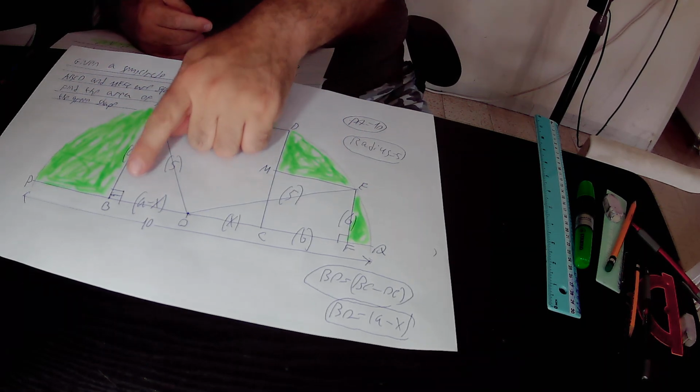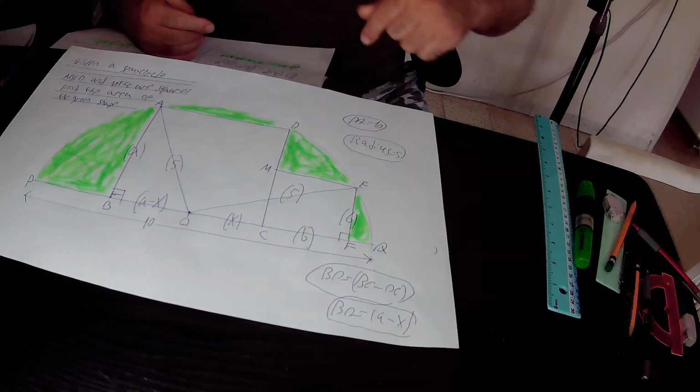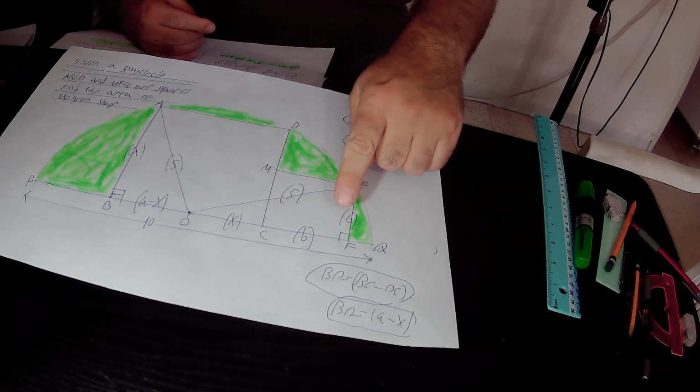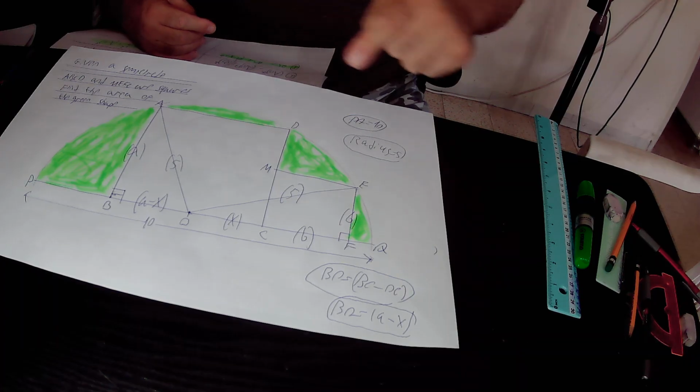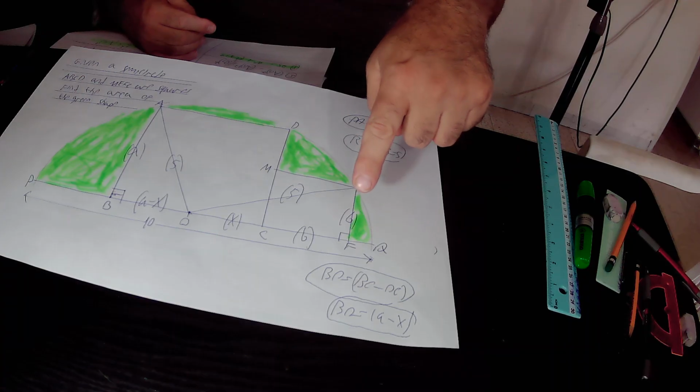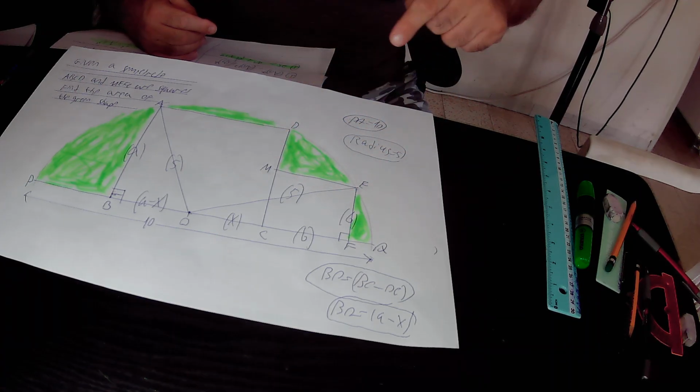ABCD is a square, therefore this angle is a right angle. We know that MEFC is also a square, therefore this angle is a right angle. We define one side of this small square MEFC as B. So ME equals EF equals FC equals B.